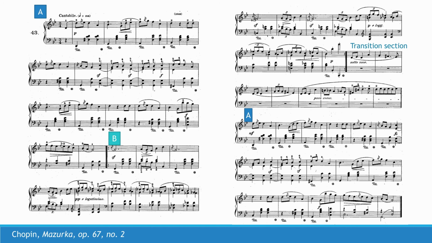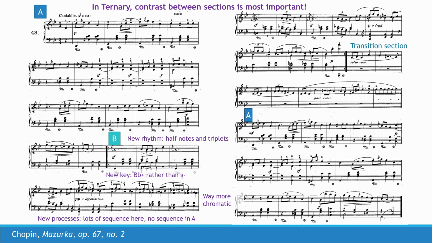With ternary, one of the most important features is contrast between sections. And so I'm going to focus on that in terms of this video. Our A section has a pretty distinct rhythm, quarter, eighth, eighth, quarter, quarter, and that comes back a bunch of times as we go through. Our B section does something quite different. It's dotted half notes combined with triplets, and then a stronger emphasis on triplets as we get further into our B section.